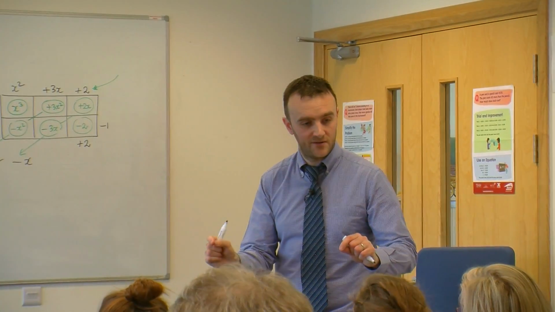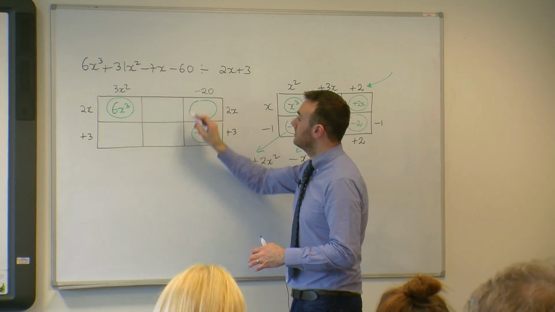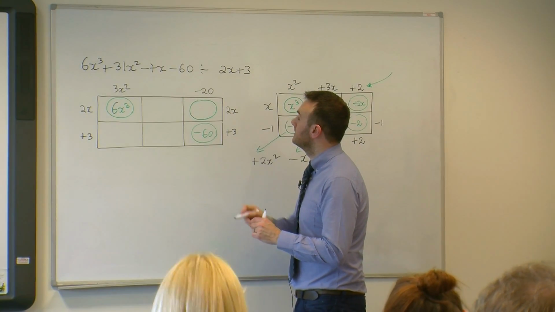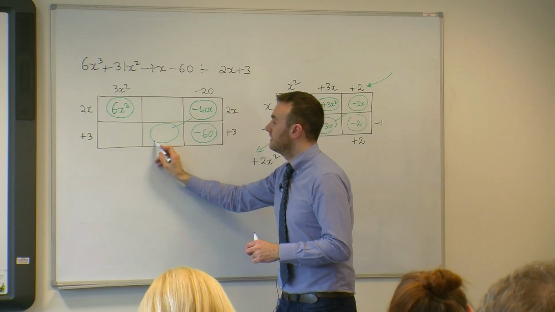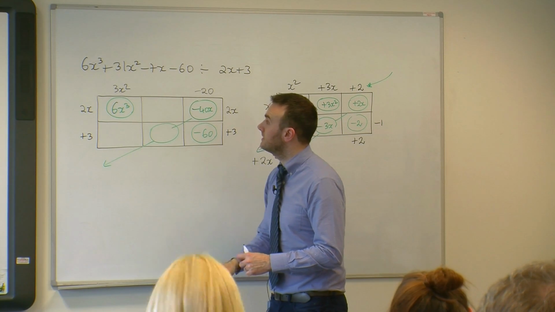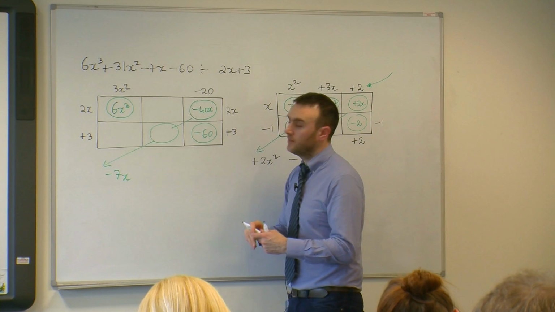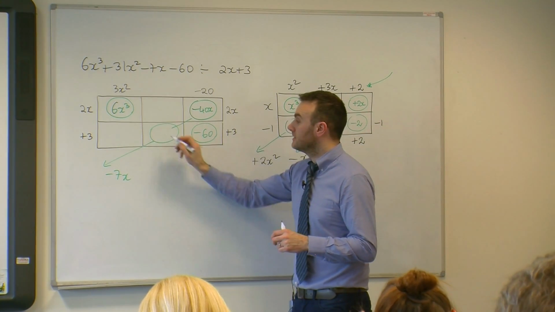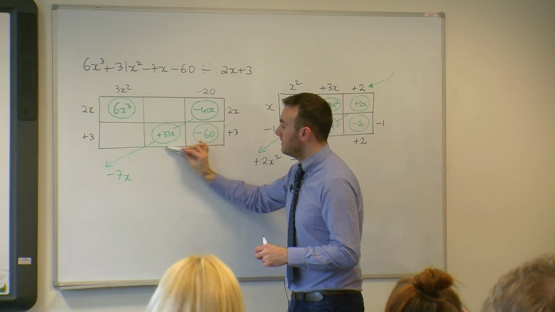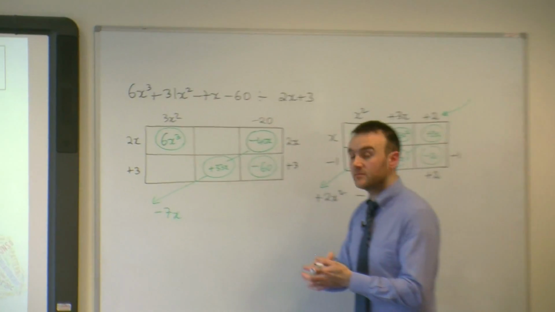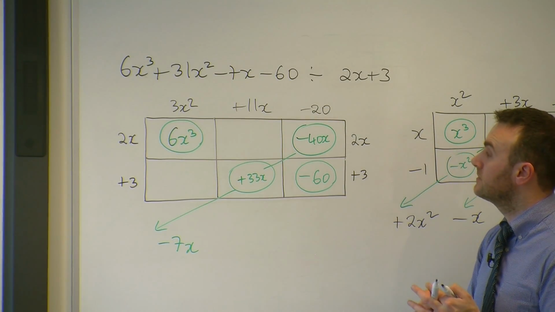So take a look at what's in these two. So that's minus 40x. Added to that, whatever you've added to that, you've got to make the x term. So that's negative 7x. What will I need to add to it? That's plus 33x. If this is 3, then that must be 11x. So there's my answer: 3x squared plus 11x minus 20.